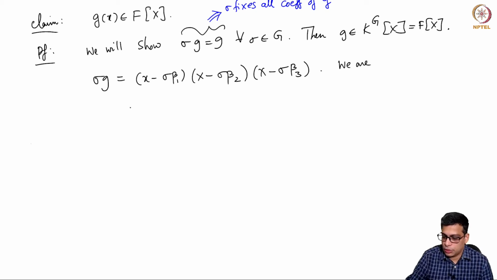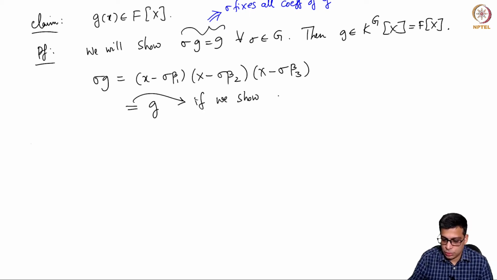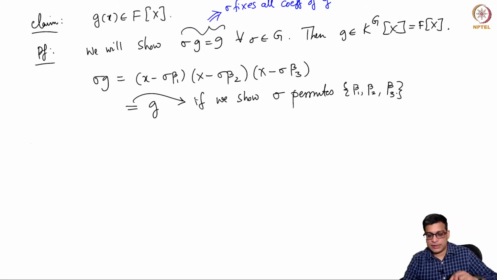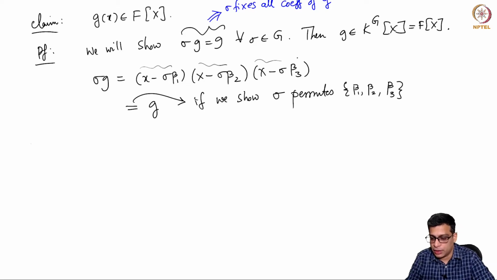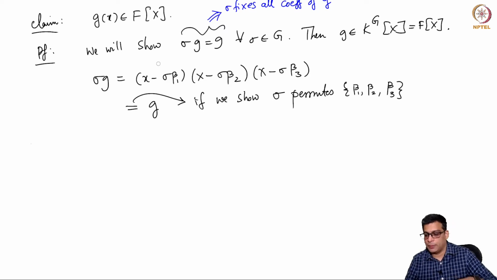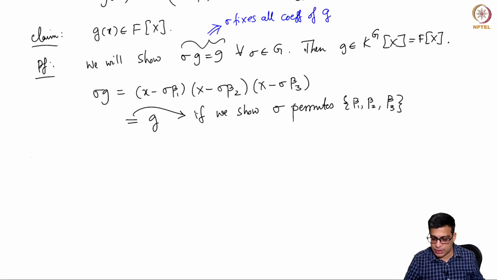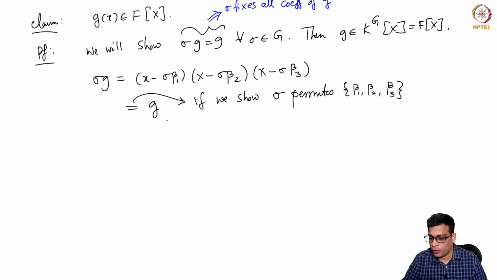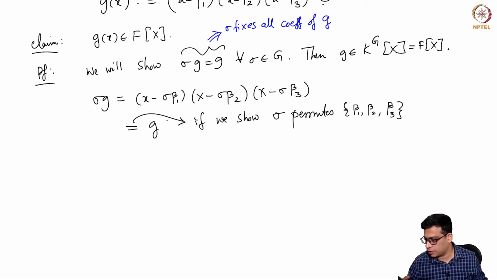So we are done. So this is G, if we show sigma permutes the set beta 1, beta 2, beta 3. That means this may be x minus beta 2, this may be x minus beta 3, then this will be x minus beta 1. Okay. So if sigma permutes them, then these 3 factors are just rearranging the original factors. So this will happen to be again G. But why does sigma permute beta 1, beta 2, beta 3?